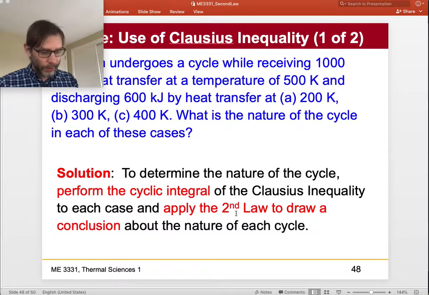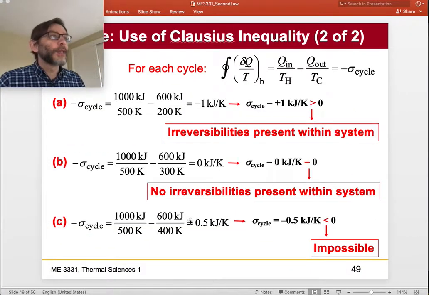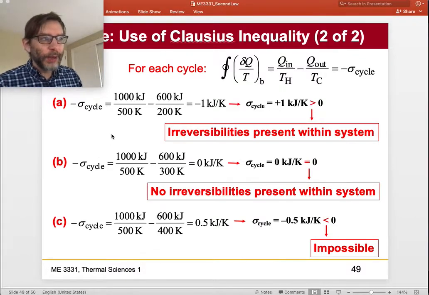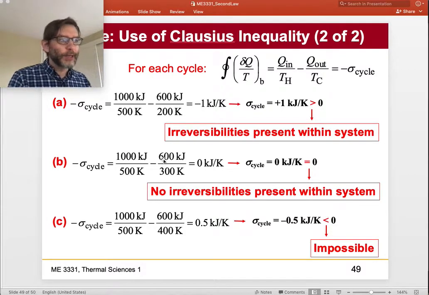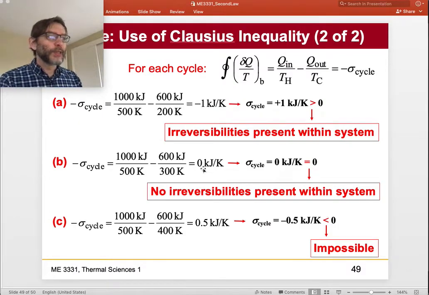So we have 1,000 over 500 minus 600 over 200, and we get negative 1 kilojoule per kelvin, which means that the sigma is positive. Beautiful. Sigma positive means that there are irreversibilities in the system. It's a possible system, so a thumbs up, but it's irreversible, meaning we don't have a cycle operating at the Carnot limit. Now, if we have B, we have 1,000 over 500 minus 600 over 300, which is the new TC for part B, which equals 0.